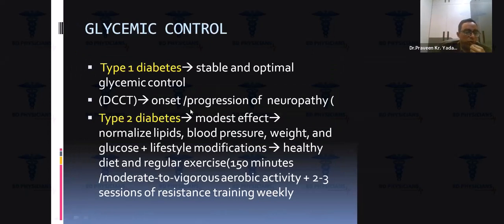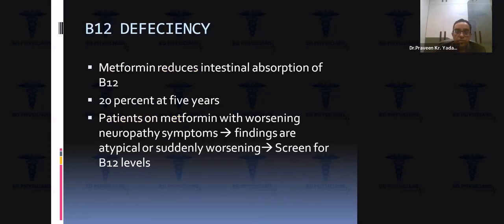Now we know that in type 1 diabetes mellitus, stable and optimal glycemic control is very important, and it can prevent the progression of the neuropathy. While in type 2 diabetes mellitus, control of sugar has a modest effect, so it is not as effective as in type 1. However, along with the sugars, you have to normalize the lipids, blood pressure, and weight, and lifestyle modification should be there: a healthy diet, regular exercise, and all those things. So it's not just sugar; the entire metabolic profile of the patient has to be corrected in type 2 diabetes mellitus. Now, B12 deficiency, I've already mentioned.